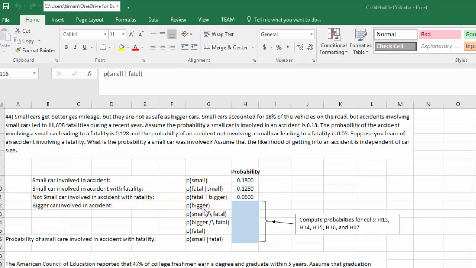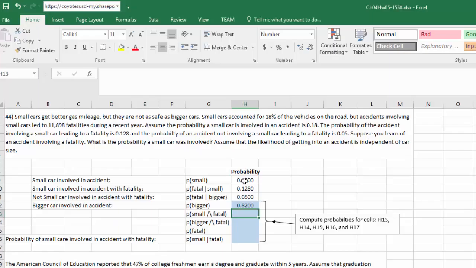So let's try to determine the probability of a bigger car. Well, we know the probability of a small car, that's 18% of the cars. So if we take 100% of all vehicles and subtract out the percentage of small cars, we get the probability that they were bigger. So that simply equals 1 minus 0.18. So there we have it: 0.82, or 82%, of the cars are bigger vehicles.